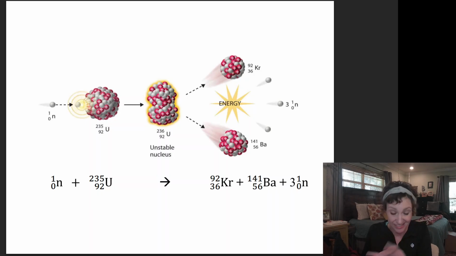Okay, so here's actually the nuclear equation showing this process where I have a neutron being fired into that uranium-235 nucleus, creating now two daughter nuclei of krypton-92 and barium-141, and then bingo bango, yes, there's your three neutrons that go on to facilitate that propagation of a chain reaction.